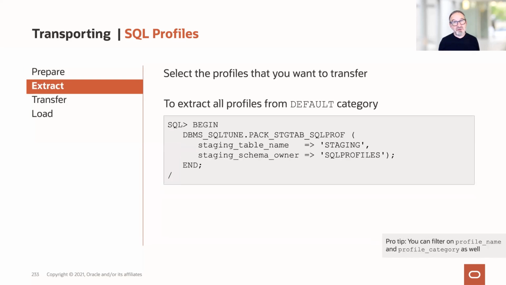Then we select the profiles we want to transfer. And now the profiles are grouped into categories. If you never dealt with categories, then you just use the default category, and profiles which exist in your database are visible in all sessions to the optimizer. And so you would use pack staging table SQL prof and don't specify any categories. If you have defined categories, you can add specific categories here to just put SQL profiles from a category into this staging table.